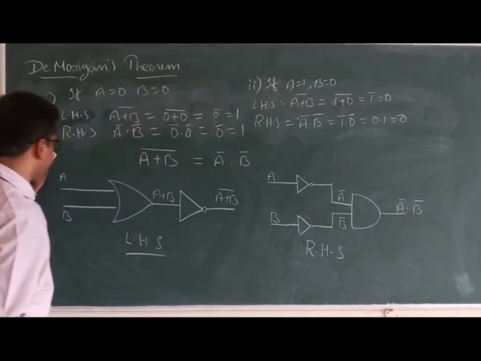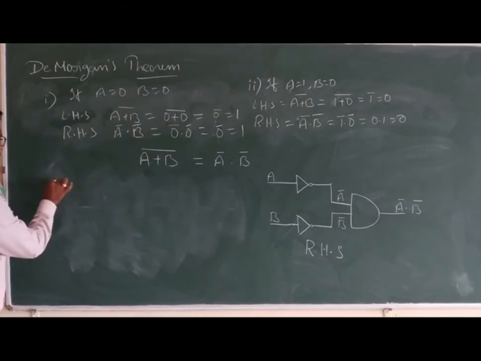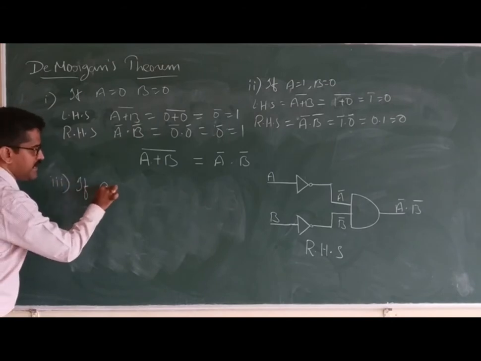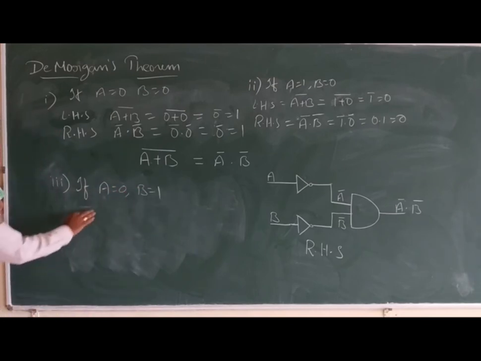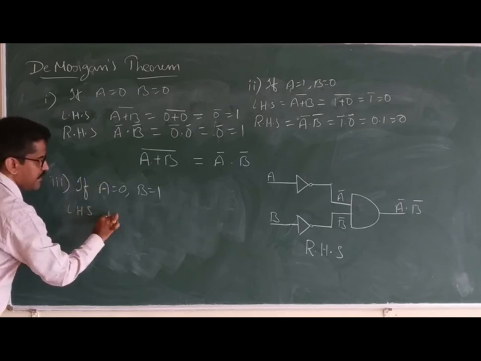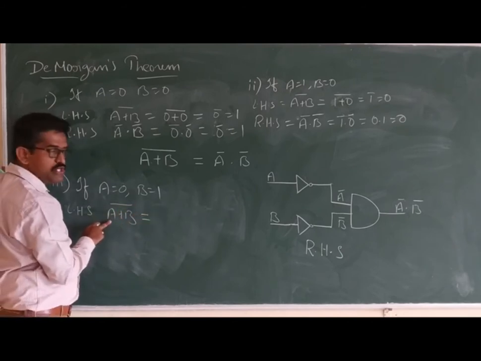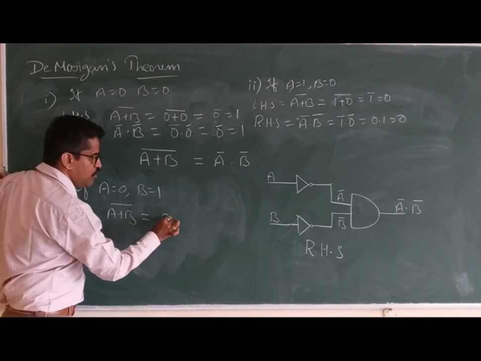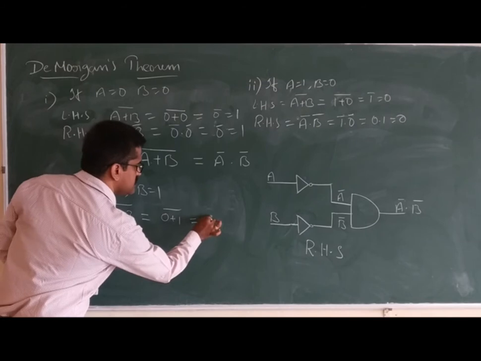In case 3, A is equal to 0, B is equal to 1. In this case, for LHS, A plus B whole complement is nothing but, here we take A is equal to 0 and B is equal to 1. So 0 plus 1 whole complement, which is nothing but 0.